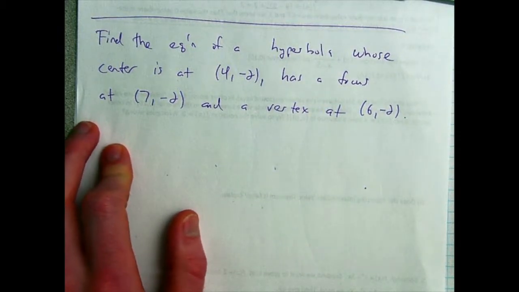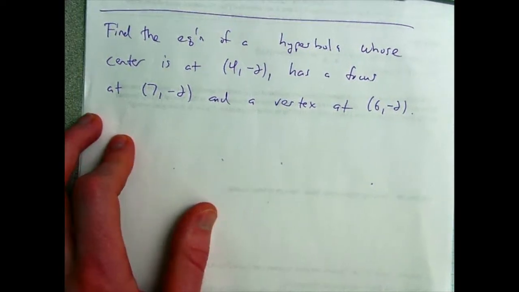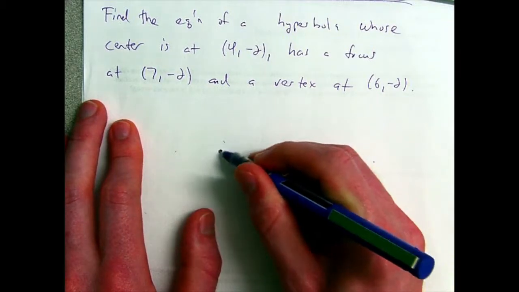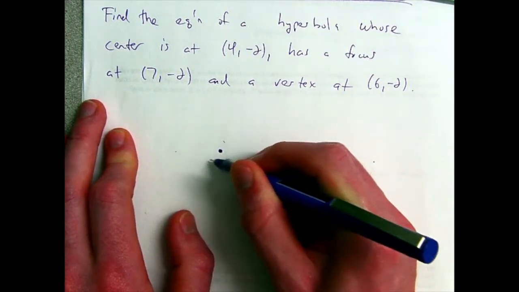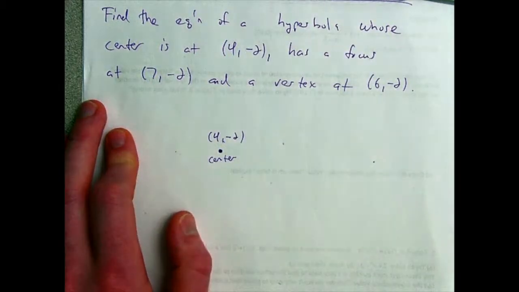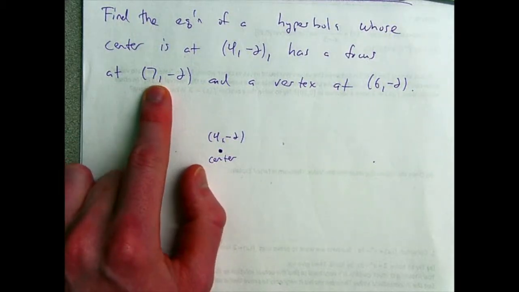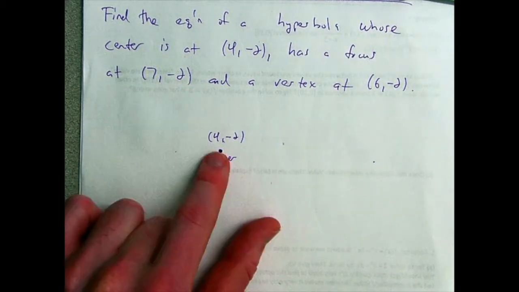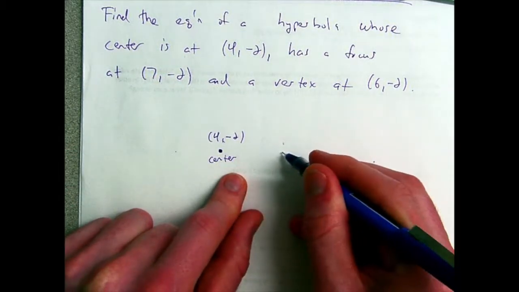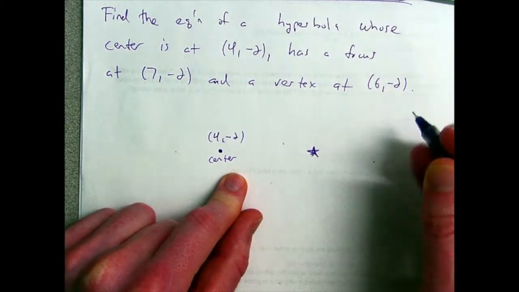With all these problem types, you should always just start by sketching a picture of what you know. It doesn't have to be to scale. So here's the center, and that's at (4, -2). What else do we have? We have a focus at (7, -2). Comparing the coordinates of these two, you see the y coordinates are the same. This point is just going to be a little bit to the right of the center. So I'll use a star for that because it's a focus.